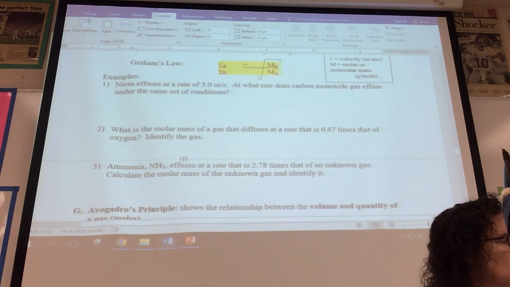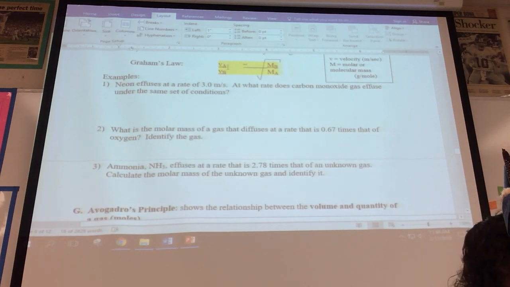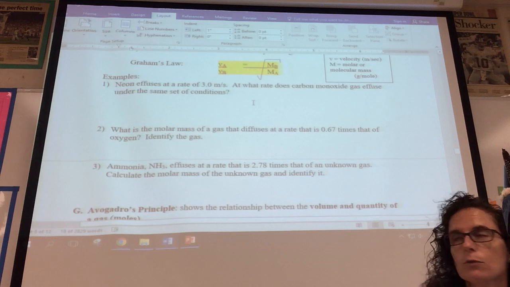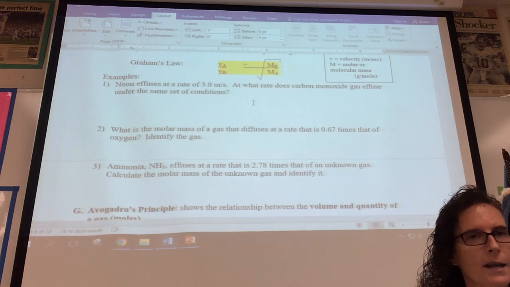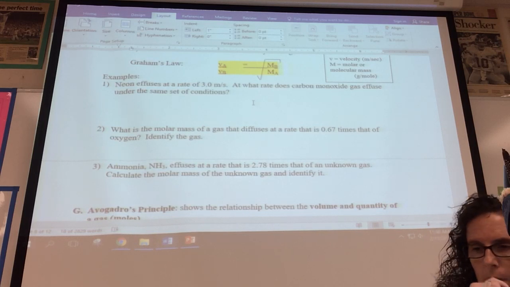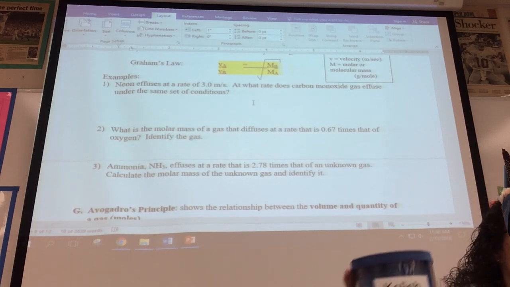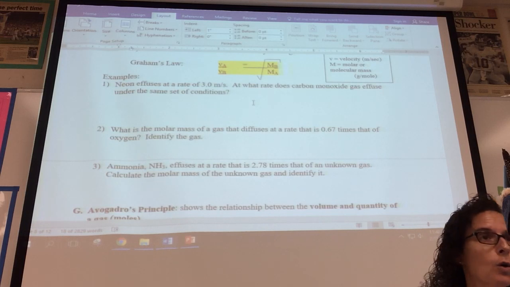All right, let's take a look at Graham's law right here. It says the velocity of gas A over the velocity of gas B is equal to the square root of the molar mass of gas B over the molar mass of gas A. And again, note the inverse relationship, hence the crisscross. And we'll use this formula. Now, some of the kids always ask, what should be A and what should be B? Whatever you're solving for should go in the numerator.